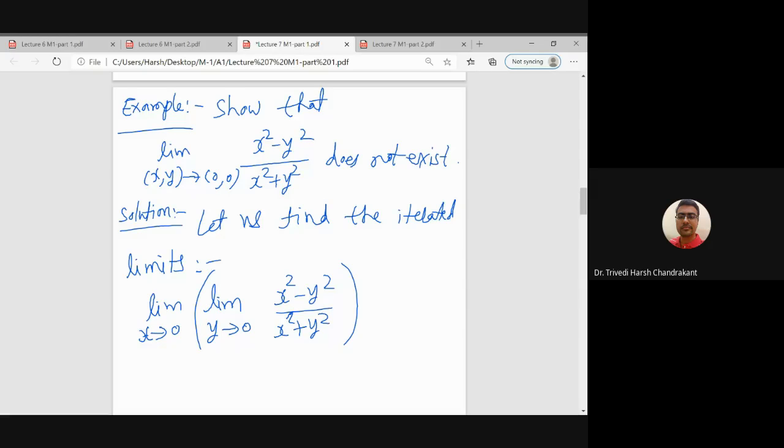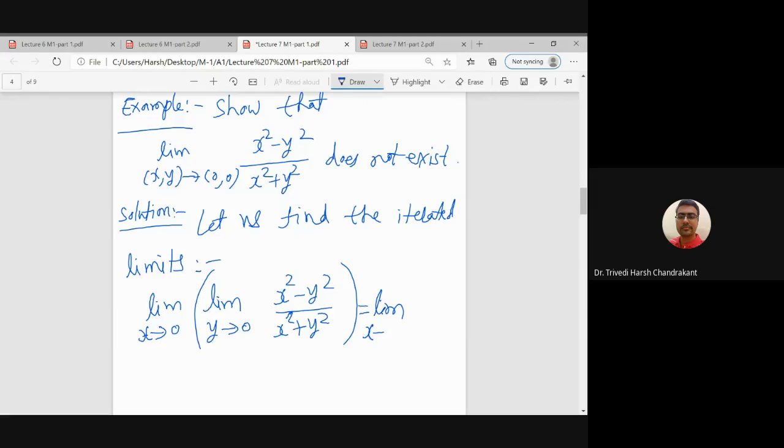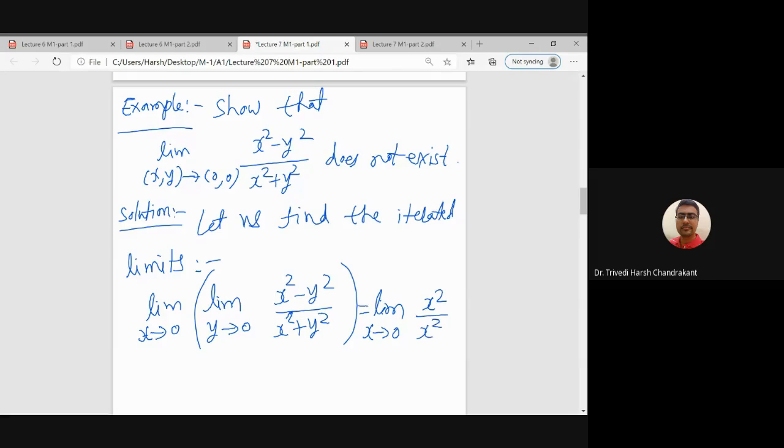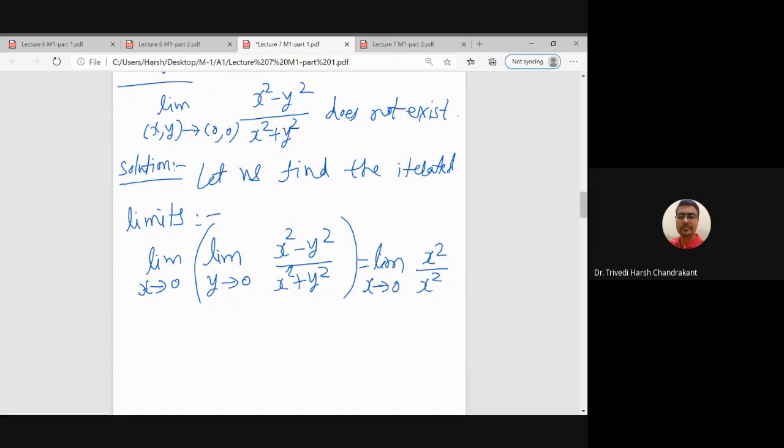If we apply y approaches to 0, what we essentially get is the bracket becomes x² divided by x². And since x approaches 0, x is a non-zero number. Now we have a limit of a function of one variable. So limit x approaches to 0 of x² divided by x² is 1.